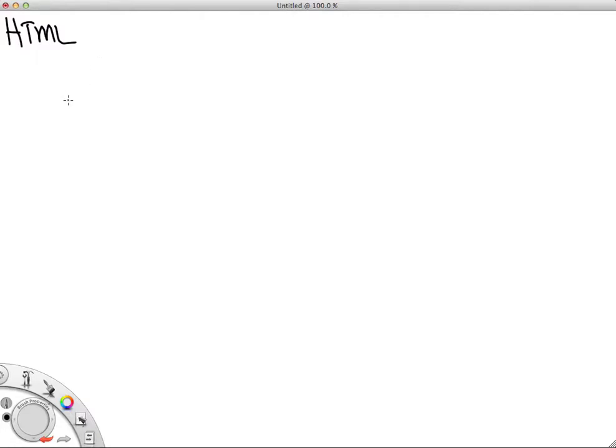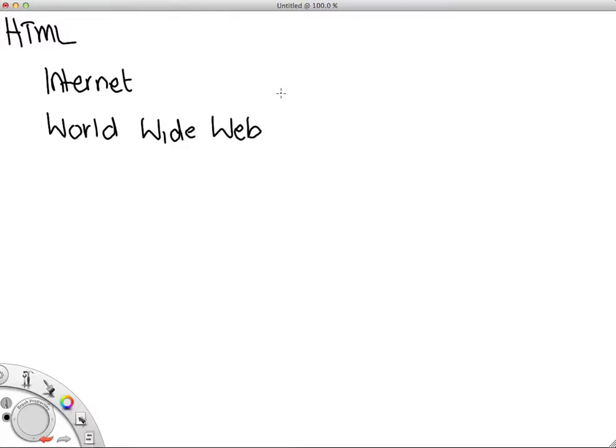Before we start talking about HTML, it's important that we understand what the internet is, and it's also important that we understand what the World Wide Web is. That might seem quite confusing because most people that you speak to think that the internet and the World Wide Web are the same thing, but they're not.